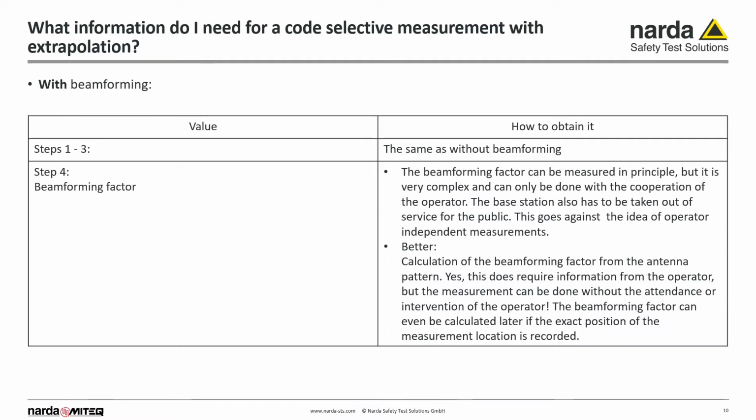It is therefore better to calculate the beamforming factor from the antenna pattern. This also requires information from the provider, but can be asked for later if necessary. The provider does not therefore have to be present for the measurement or to set the system up. The actual code-selective measurement can be performed completely independently. It is only necessary to record the exact position of the measurement in order to precisely determine the beamforming factor, which is dependent on the location.